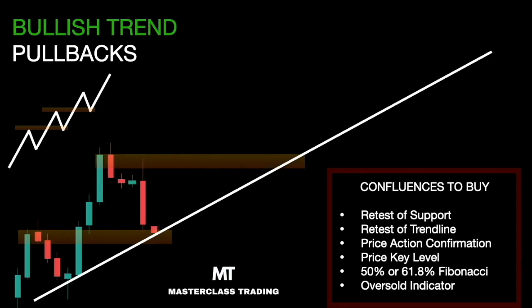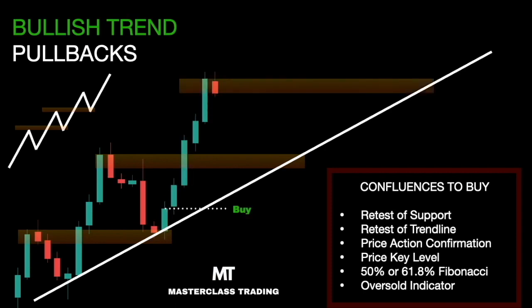As we can see in the chart, price is pushing to the upside and retracing to support after every push. Price always moves in waves, and this will help us to enter in the market with a good risk-reward ratio. When price retraces, creating an opportunity to buy, we need a list of confluences to support our trading idea. The main confluences to look at when buying for a continuation of the upside movement are the retest of support, retest of trend line, bullish price action confirmation, price key level, oversold indicator, and Fibonacci retracement to 50% or 61.8%.